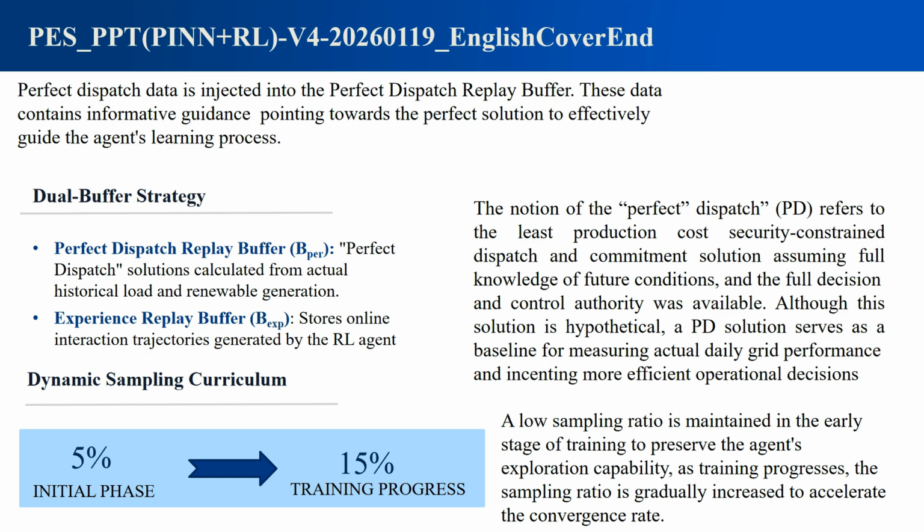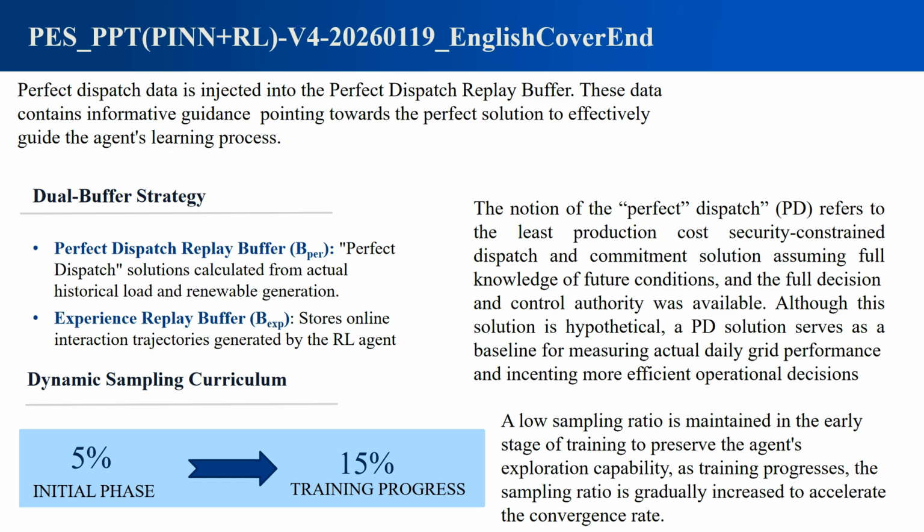The perfect dispatch replay buffer stores solutions computed with actual historical load and renewable generation. These solutions assume that future conditions are fully known and that the operator has full decision authority. In practice, that assumption is hypothetical, but it gives a valuable benchmark, the least cost security constrained dispatch that would have been possible with perfect information.